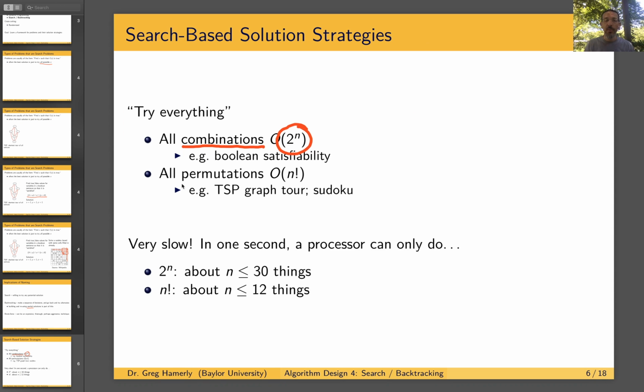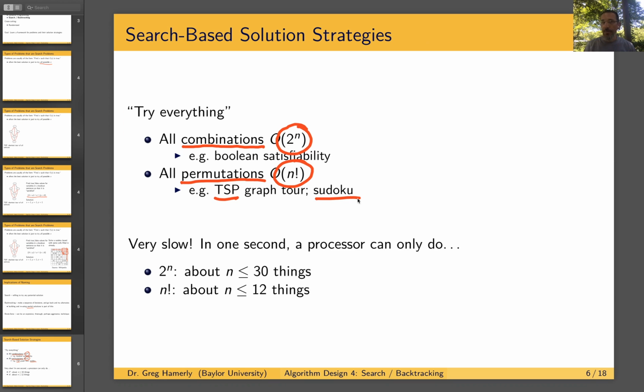Another type of problem that we run into is all permutations, which is where we're trying to come up with an ordering of n things. We need all of those n things, and they can be placed in any order perhaps. And so the number of orderings of n things is n factorial. This is classically shown in the TSP problem where we're looking for the graph tour that we were talking about earlier. You could also think about Sudoku actually as an ordering of 9 copies of the numbers 1 through 9 in this board, although that would not be a great way to solve the problem.